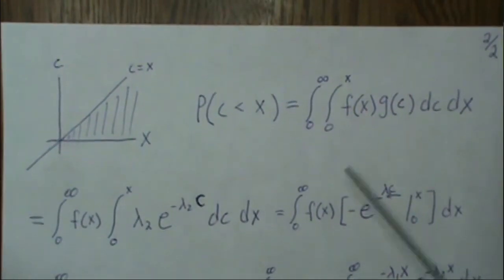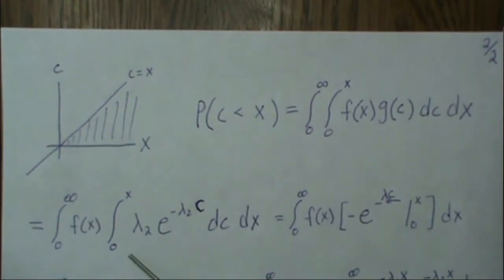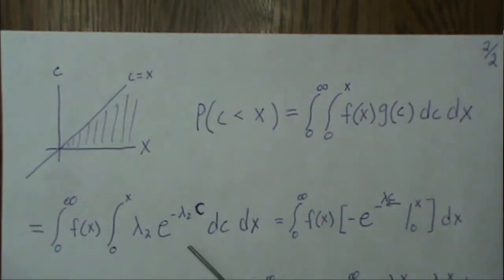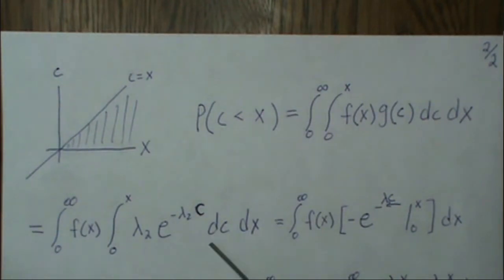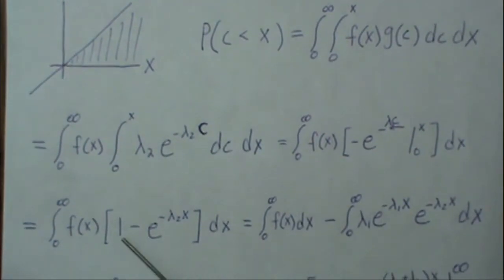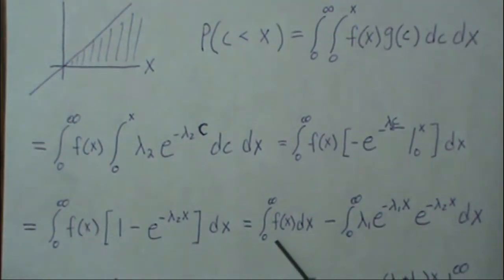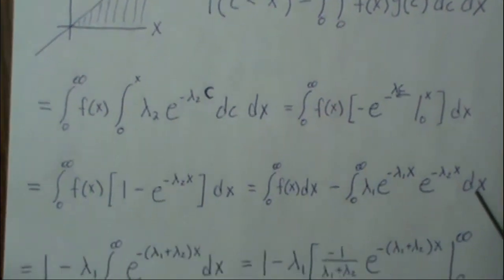And then now we start integrating. So we take the f of x outside of the C integral, and this is the density for C. And we integrate it, and we get this. Our limits of integration are 0 to x, and we get this. Now we multiply this into each of those, and we get this. Well, the integral of a density over its domain is 1, and now we integrate this in regards to x.